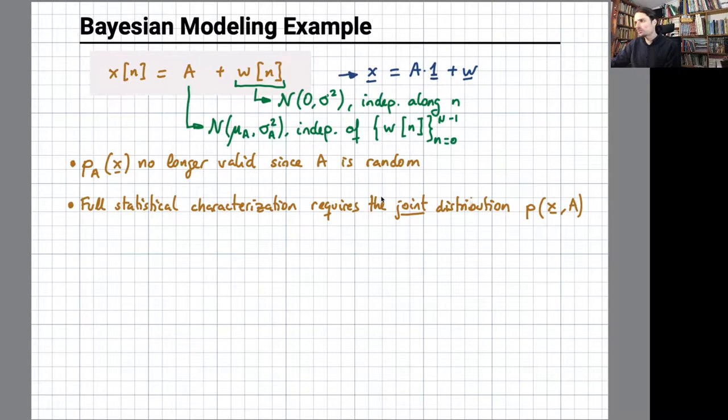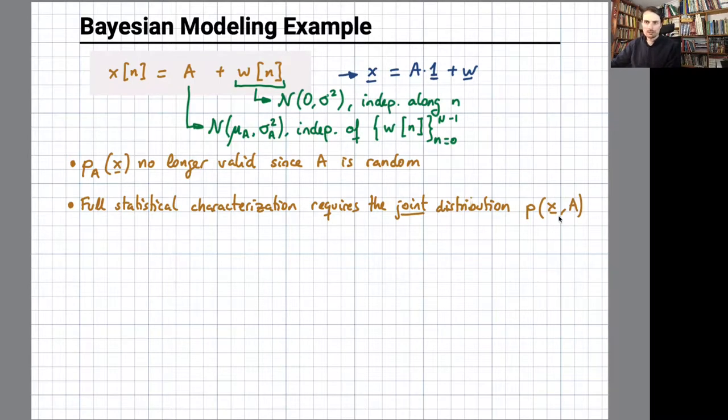Instead, what we need to do is to specify the joint distribution between x and a, right? And this is something that we have done here with these assumptions, but now we will do it more explicitly. The reason for specifying the joint distribution is of a very fundamental nature. Remember that in estimation, we need to infer the value of the parameter from the data, right? And therefore, what we are exploiting under the hood is the relation between A and the data, right? And in this case, since both are random variables, we need to express this relation by means of a joint probability distribution, right?